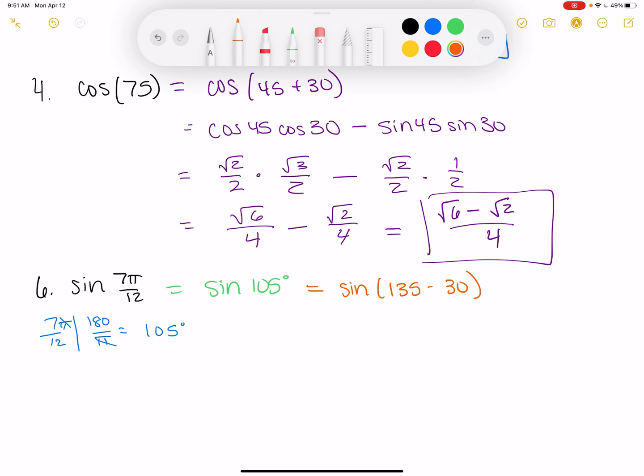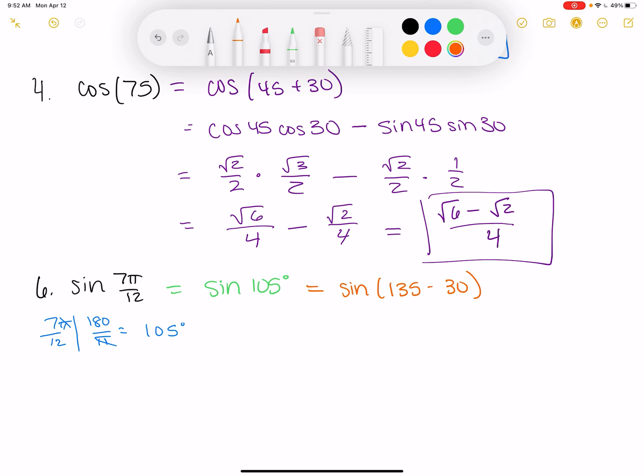This is a case where we can't necessarily use something in quadrant 1 because it's not going to work. On occasion you might get lucky and it will, but do we know 75?